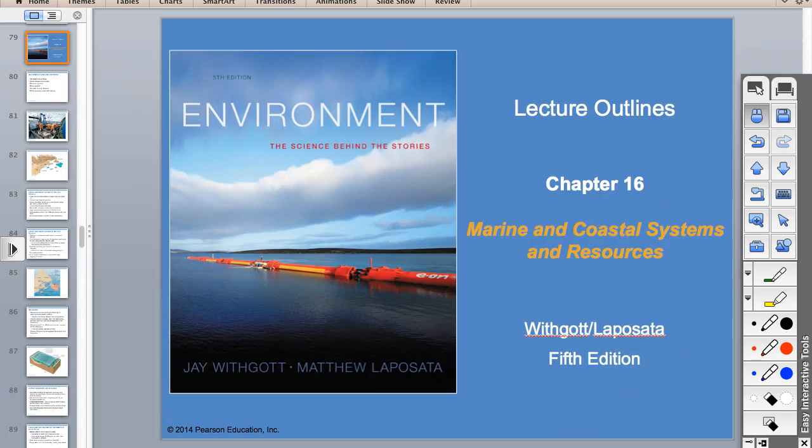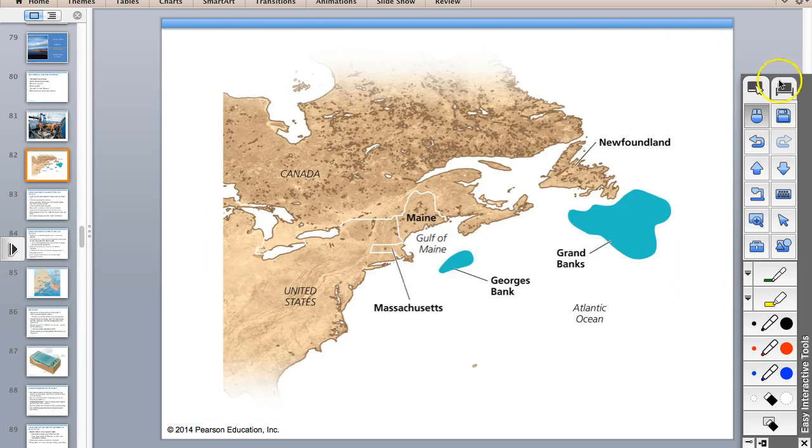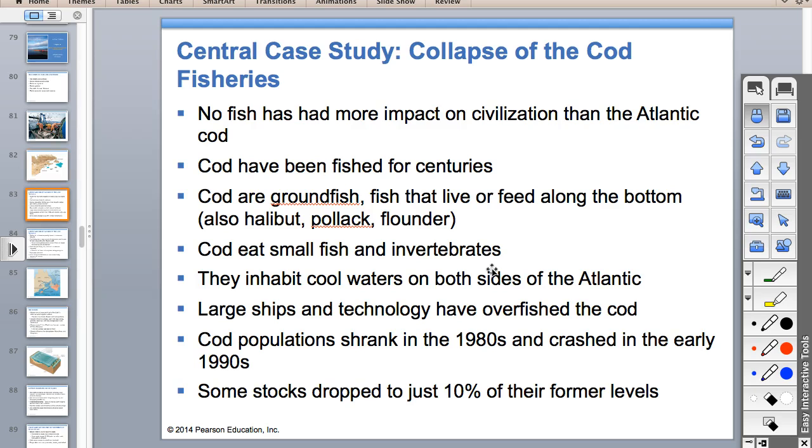Alright, so chapter 15 was about freshwater. This one's about ocean water, marine water. The case study for this chapter was the fishing grounds in the North Atlantic. So here, these guys are catching, looks to be probably cod. These are ground fish, Grand Banks and Georges Bank. These places were really lucrative, awesome fishing grounds, and they changed history. No fish has ever had more impact on civilization than the Atlantic cod. Fish for generations, centuries. Any kind of benthic fish, ground fish, halibut, flounder. Flounder are the ones that have two eyes on the same side of their head because they bury under the ground, like the sediment.